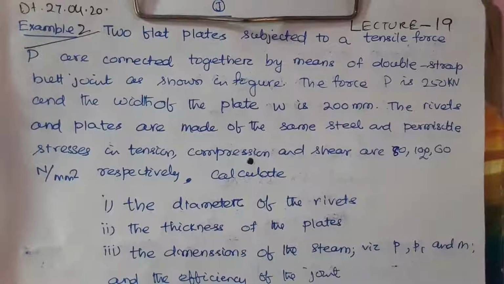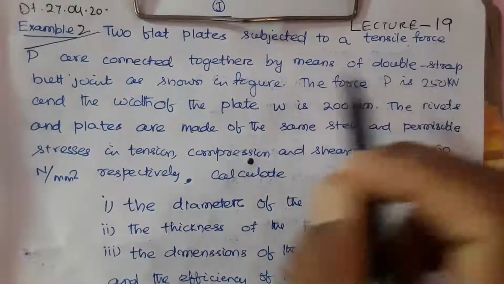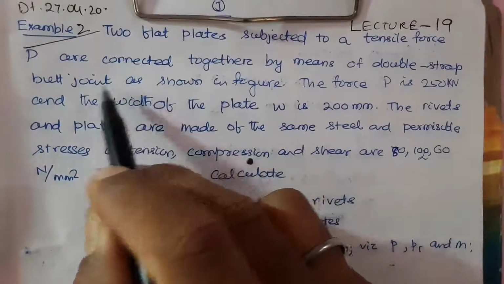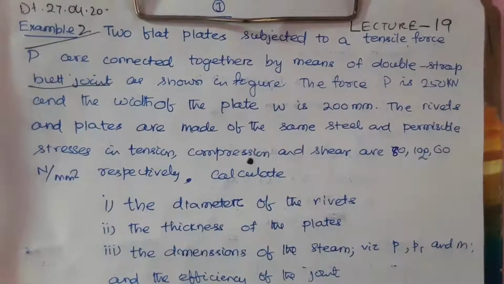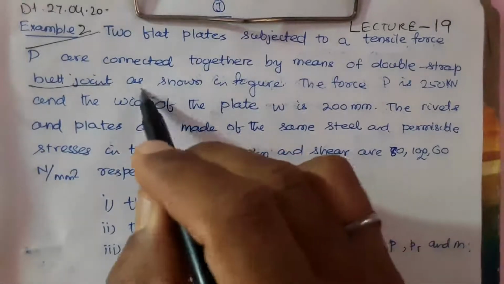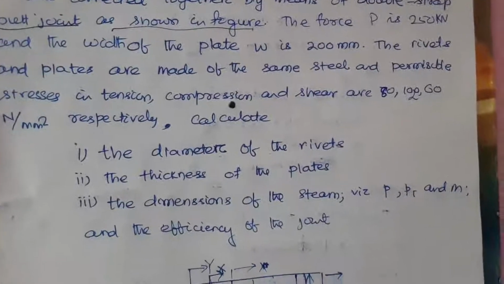We will discuss one more problem about the riveted joint. In this case, two flat plates are subjected to a tensile force of P and they are connected together by means of a double strap butt joint. This is a butt joint. The earlier case we discussed was a lap joint, and this is the figure given.